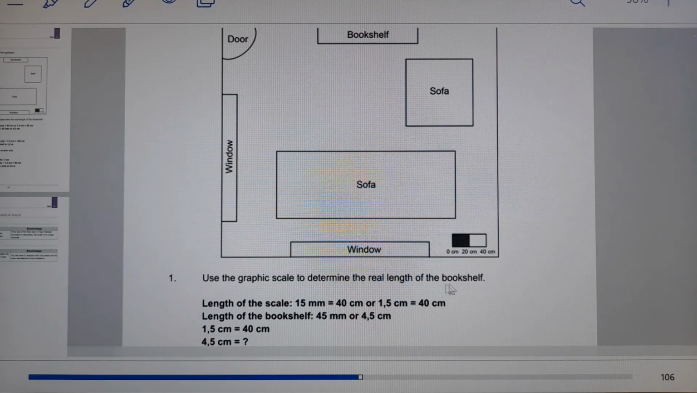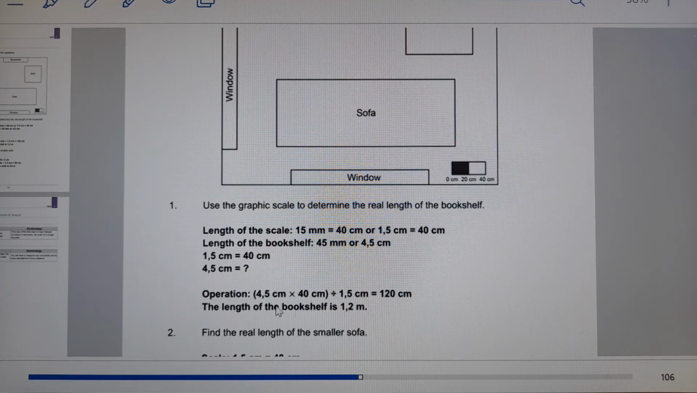So I go back to my problem. I measure in my map. Here they've measured the length of the bookshelf and found it to be 45 millimeters. But because we are working in centimeters, they converted this to centimeters. So I have the map distance. Now with the map distance, I come to my formula. The only thing they did not write, instead they wrote operation. They were supposed to write that real distance is equal to map distance times map scale divided by real scale.